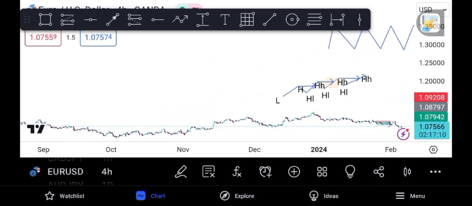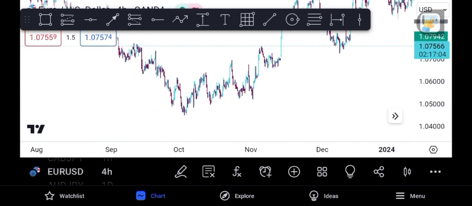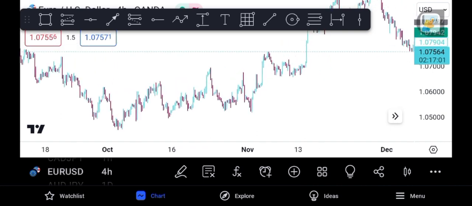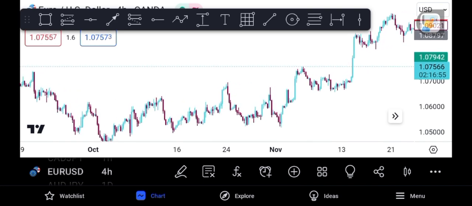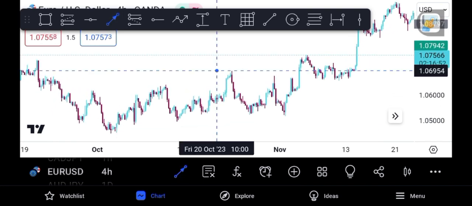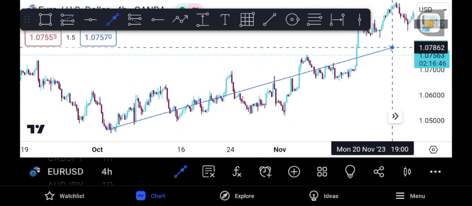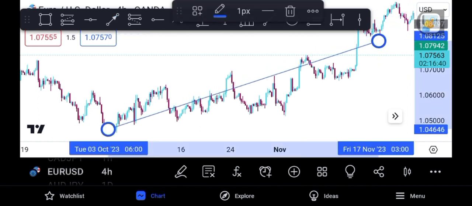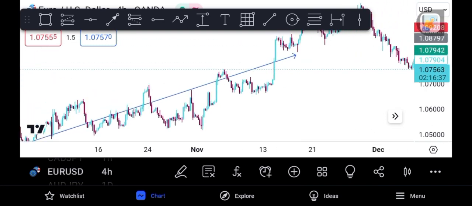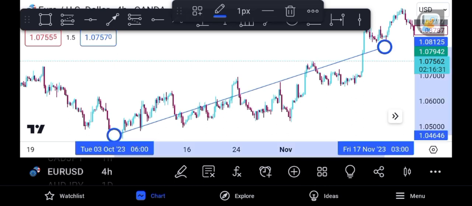So firstly, let's look at the uptrend. From this market, we can clearly see that we have a clear uptrend from this point to this point. Let's label it out and see how it gives us a valid uptrend.